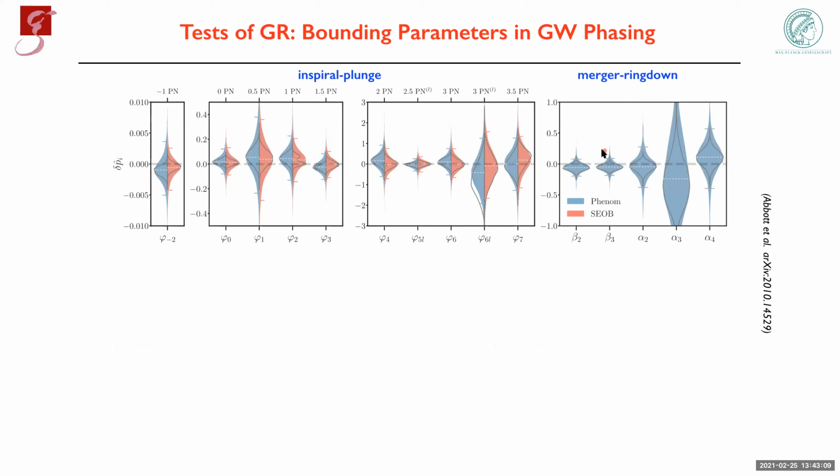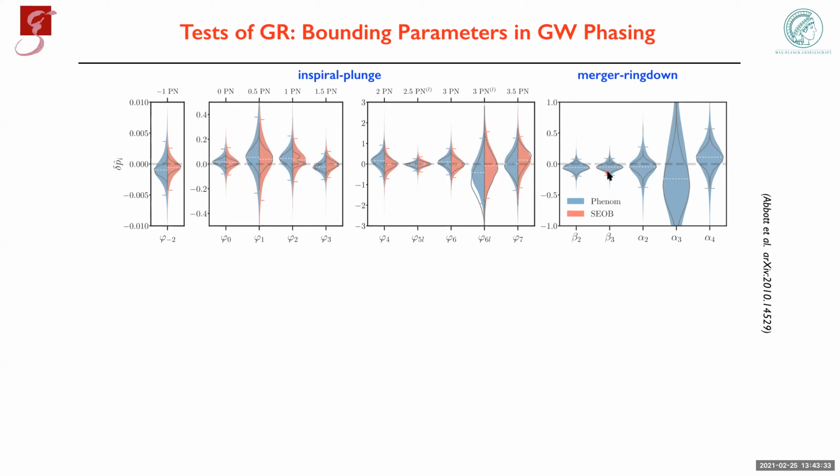So in this plot that shows the posterior distribution after marginalizing over the other parameters for the deviation parameter, this is the dipole emission, and it was also discussed yesterday by Enrico Barausse. You can see these are the other post-Newtonian parameters. They all encompass 0, which would be the GR value.